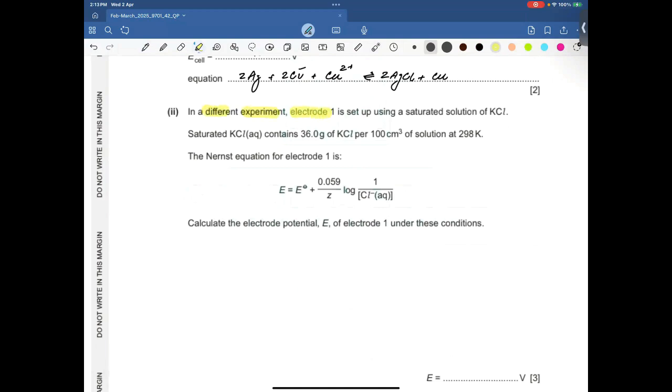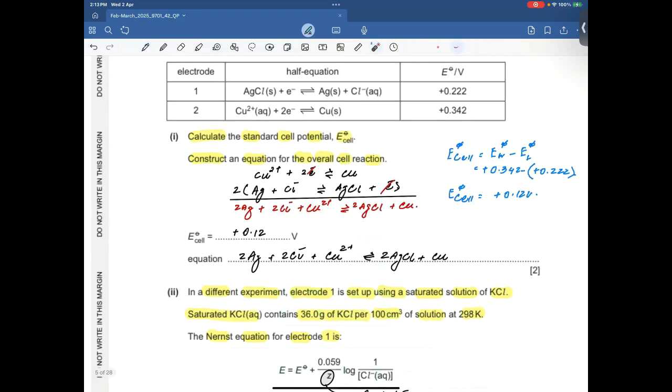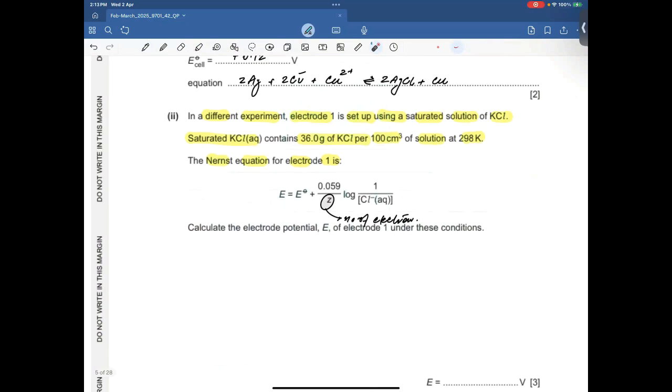In a different experiment, electrode 1 is set up using a saturated solution of potassium chloride. By the way, a saturated solution is the concentrated solution of potassium chloride. It contains 36 gram of potassium chloride per 100 cm cube solution at 298 Kelvin. The Nernst equation for electrode 1 is this, where Z is basically the number of electrons, which we can find from the equation. In the equation, we have one electron here, okay? We need to find the concentration of chloride ion using this value, which is not that difficult.